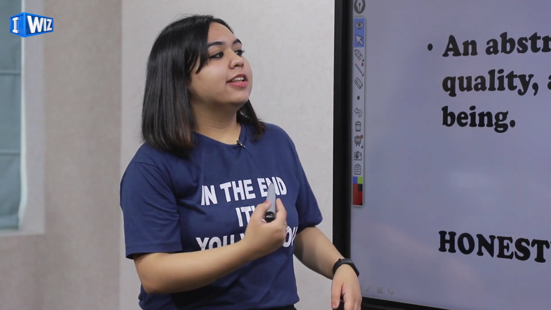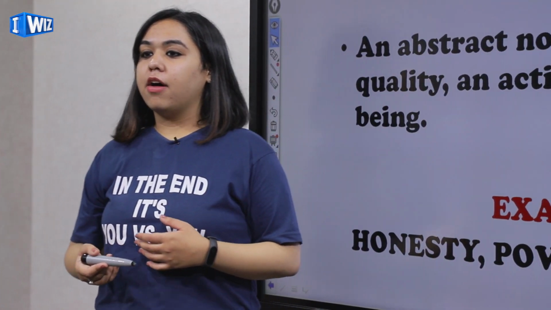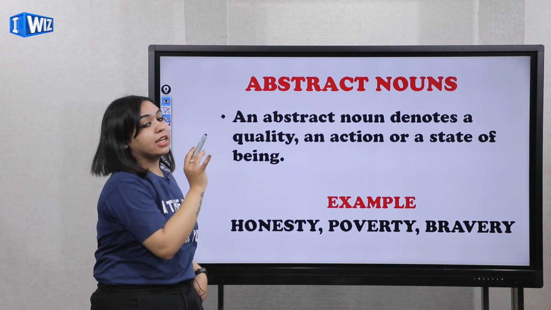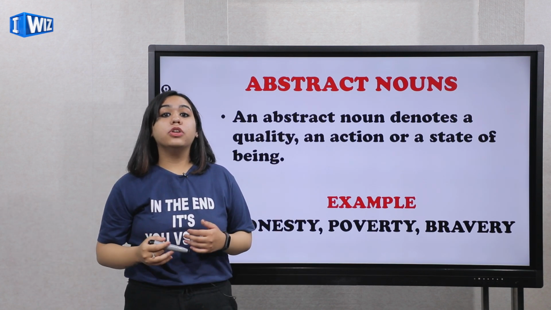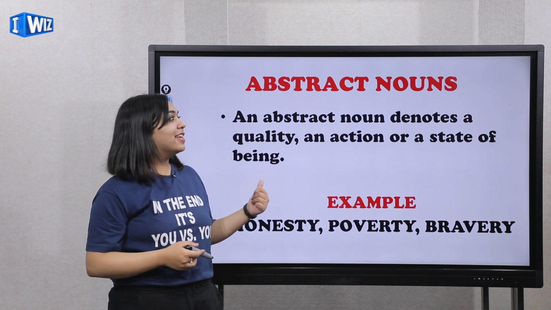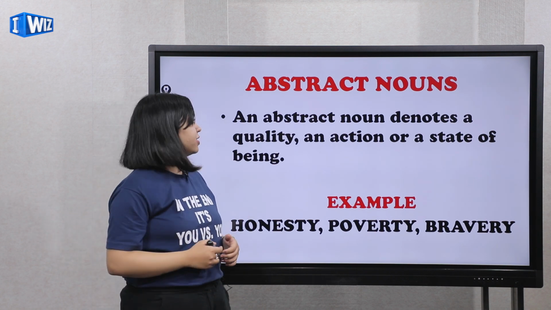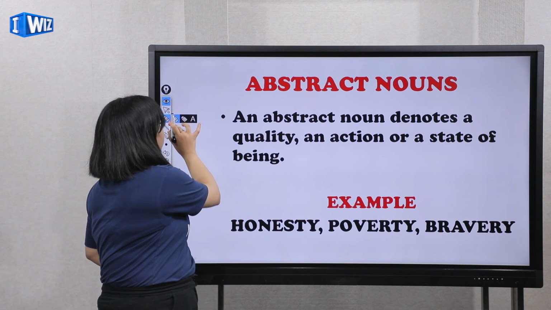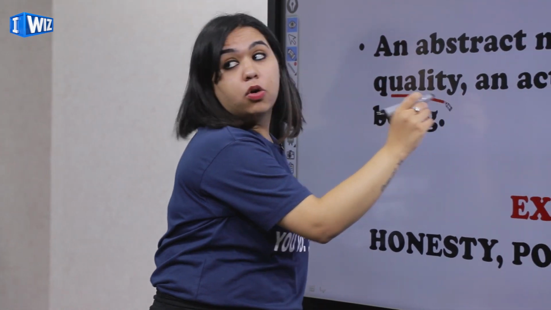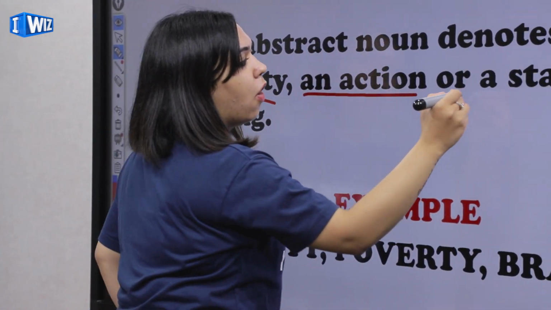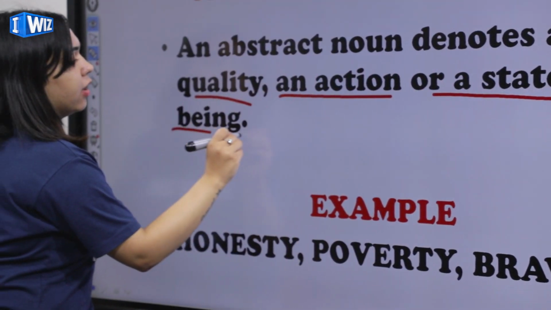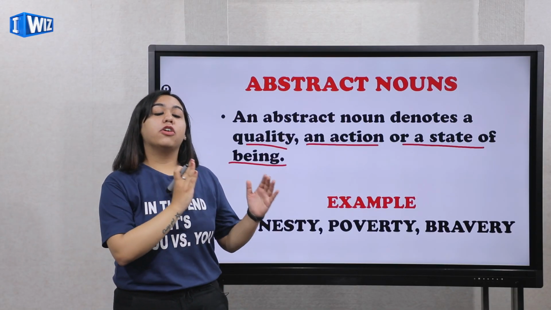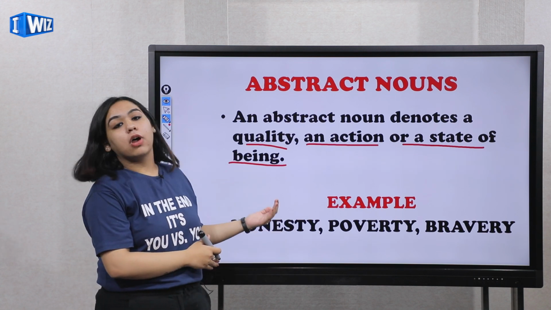Let's move on. Now, the next and the last type of nouns that we have is abstract nouns. What are abstract nouns? If you remember, in the beginning we talked about how nouns can also name feelings and ideas. Yes, for the same, we have abstract nouns. Now, let's read. An abstract noun denotes a quality. What does it denote? It's very important. It could be a quality or an action or a state of being. Which state are you in? For example, I'm very happy today. So I am in the state of happiness. That will be an abstract noun.